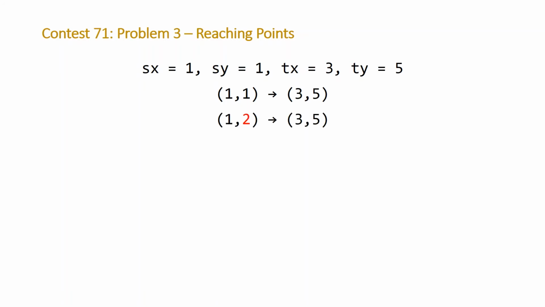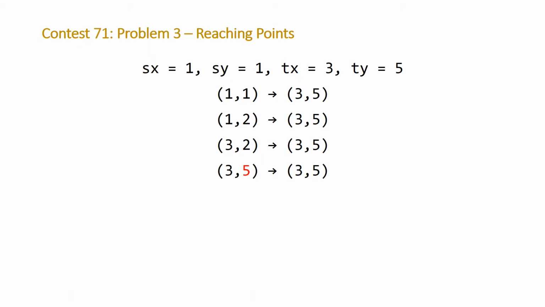So add the x to the y, which will give us 2 for y, then add the y to x, which will give us 3 for x, and then add the 3 to the 2, which is the x to the y, which will make the y 5. So at this point, we now have our sx equal to tx and our sy equal to ty.